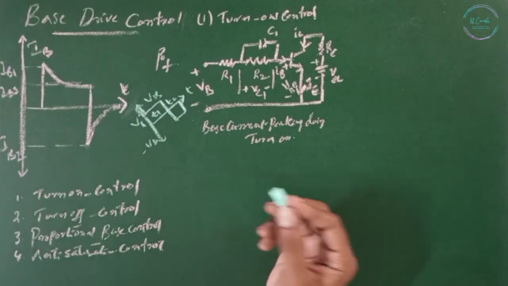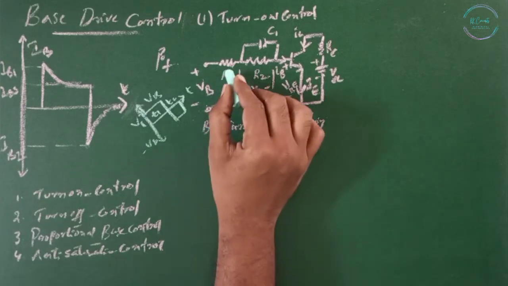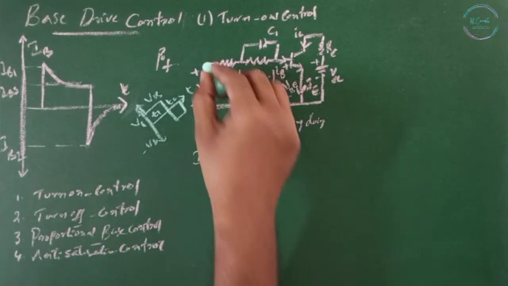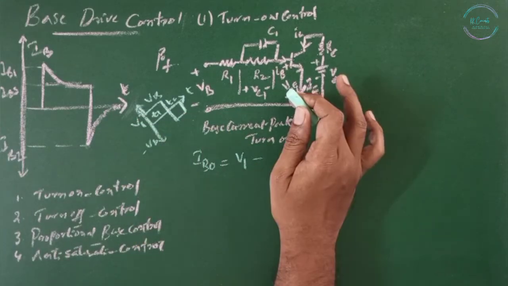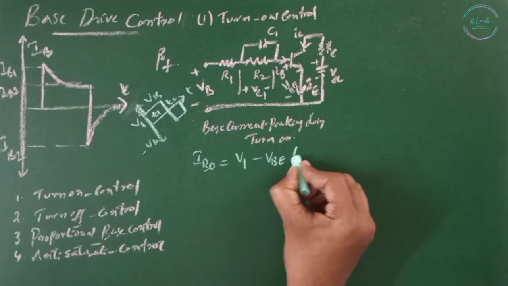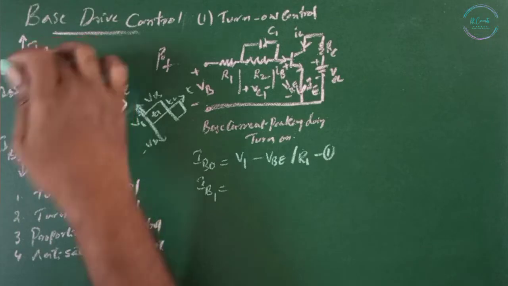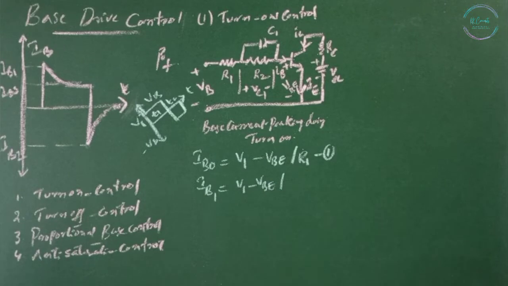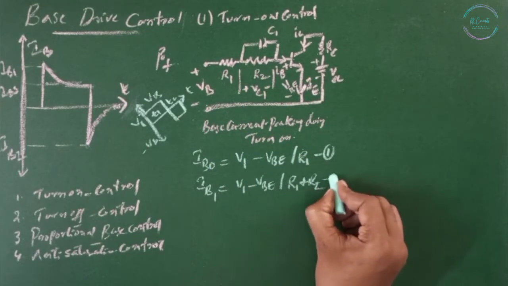This is the base current peaking during turn on circuit, and this is the input voltage. When the input voltage is turned on, the base current is limited by R1. The initial base current IB1R is given by the input voltage VB, which at the initial position is V1, minus VBE, divided by R1. The final value IB1 is given by V1 minus VBE divided by the total resistance, that is R1 plus R2. That is equation number 2.